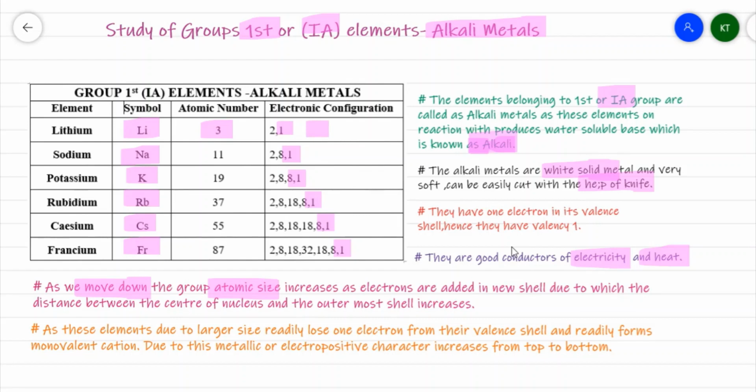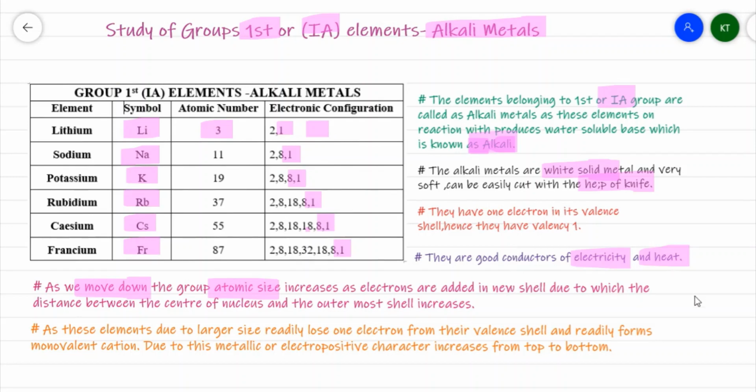Sodium has 3 shells, potassium has 4 shells, and cesium has 6 shells. So you observe that as I move from top to bottom, the number of shells goes on increasing. Hence, the distance from the center of the nucleus to the outermost shell goes on increasing.